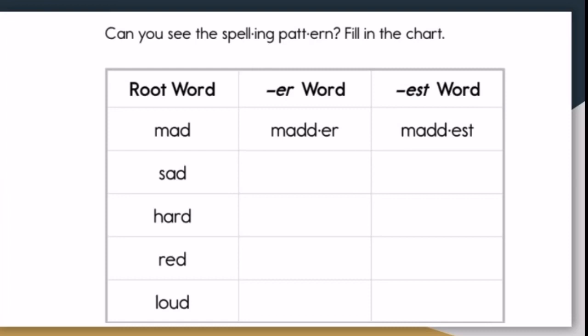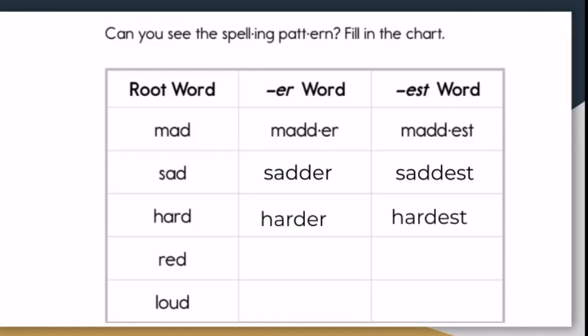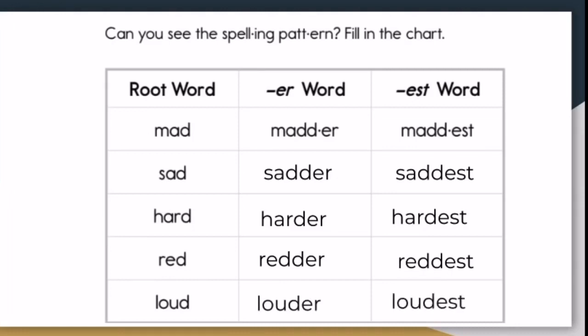Let's look at the word sad. We're going to change sad to sadder to saddest. Hard to harder to hardest. Red to redder to reddest. Loud to louder to loudest. Please pause the video to write the words if you have to.